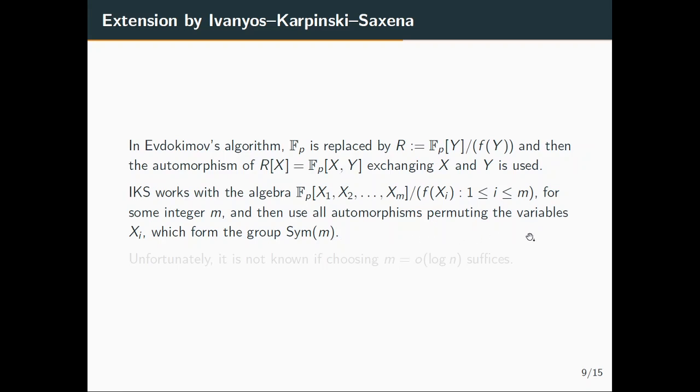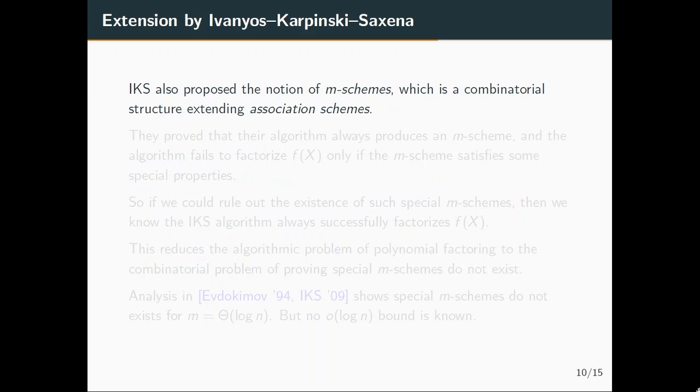The intuition is that because we have a larger symmetric group, a larger automorphism group, the hope is that we could show that for some smaller m, it's sufficient to factorize the polynomial f(x). And in fact, IKS even conjecture that choosing m to be constant is good enough. Unfortunately, so far it's not known how to show that choosing m to be little log n is sufficient. If one could show that choosing m to be little log n is good enough, then it will improve Evdokimov's algorithm.